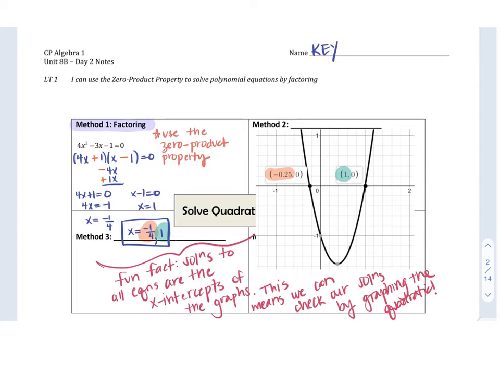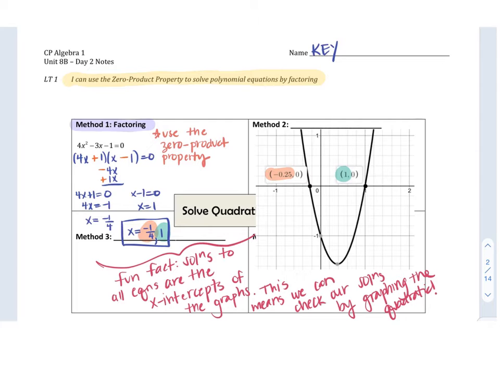Now if you notice, our learning target is exactly the same. I can use the zero product property to solve polynomial equations by factoring. And so what we're going to do today is talk a little bit more about different ways how to solve by factoring. And I'm going to show you another method how you can check.